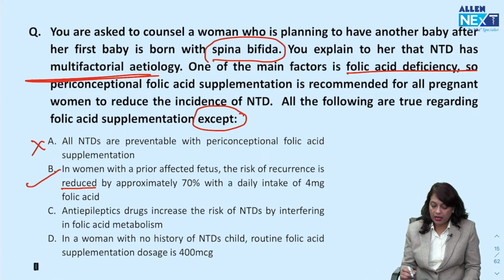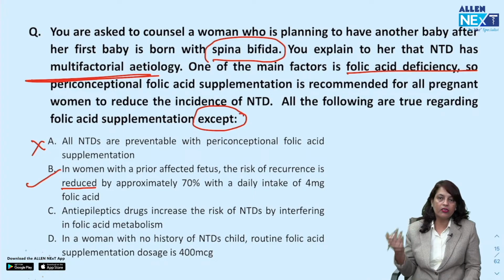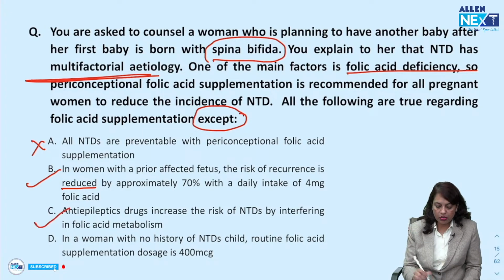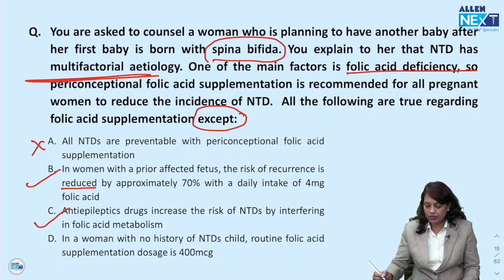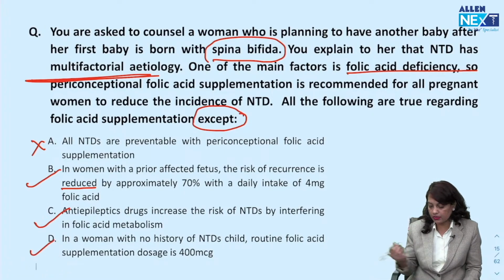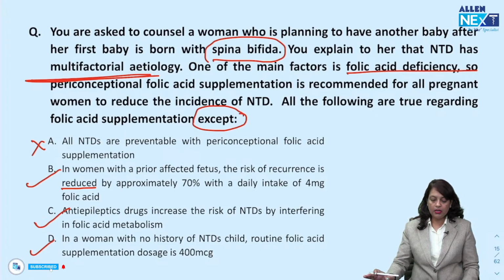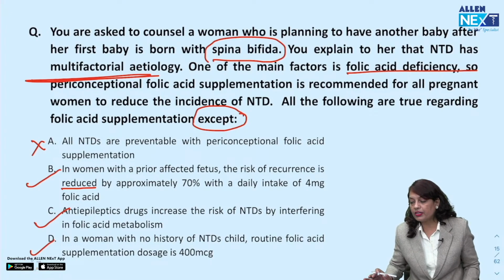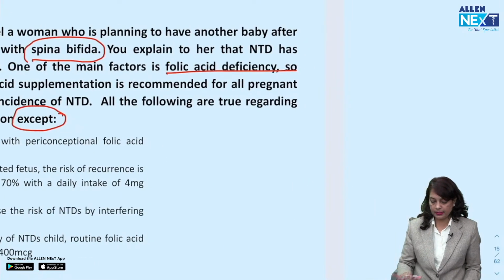This is a correct statement. Anti-epileptic drug increases the chances for neural tube defects by interfering with folic acid metabolism. This is also correct. In a woman with no history of neural tube defects, routine folic acid supplementation dosage is 400 microgram. This is also a correct statement. So all neural tube defects cannot be prevented by just giving folic acid.